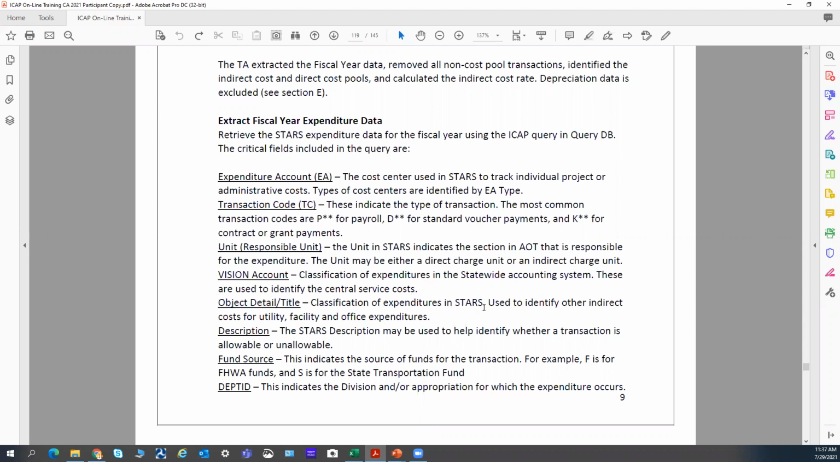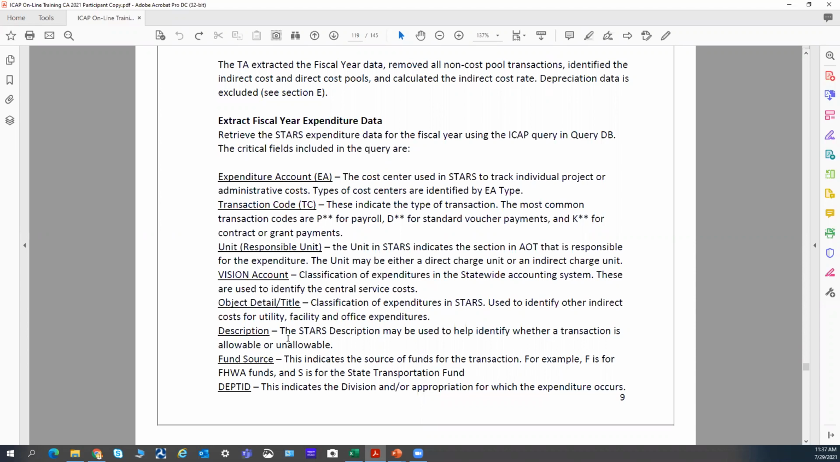It says basically classification of expenditures in their system, used to identify utility, facility, office expenditures, which are all indirect costs. This is a good one, and this is one that we always focus on when we're looking at the supporting documentation, and that is the description of the charge, the description of the cost. And they tell us right here, if you look in that description, it's going to help you identify whether that cost was unallowable or allowable.